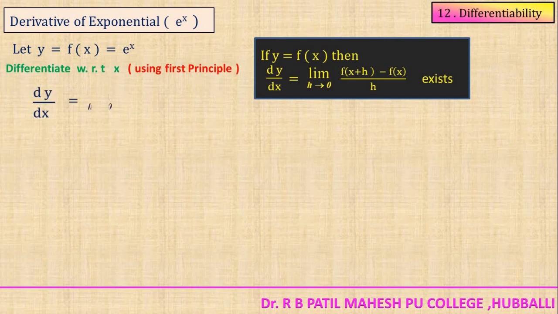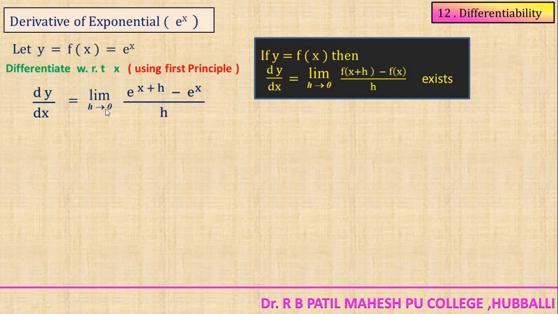dy by dx is equal to limit as h tends to 0. Now you substitute f of x plus h. This is f of x, e raised to x. Here x is the power. Now x plus h means you take power x plus h. That is e to the power x plus h minus f of x, which means e raised to x, divided by h. Now we have to evaluate this function. That means we have to find the limit of the function as h tends to 0.